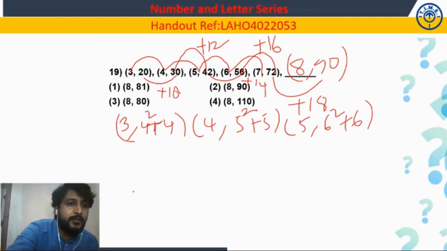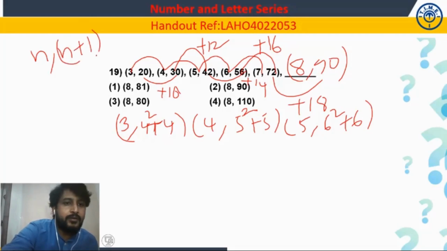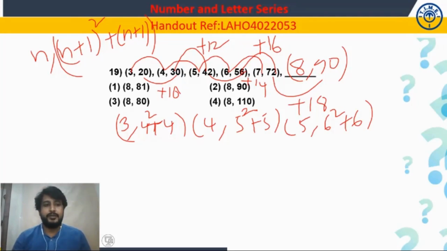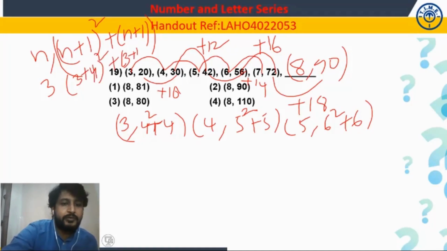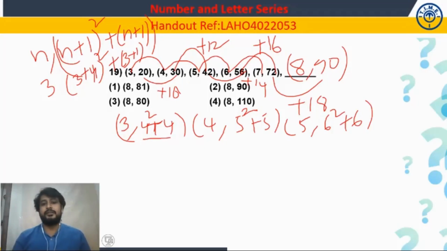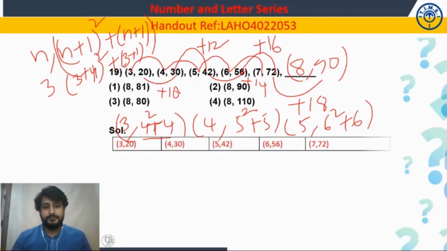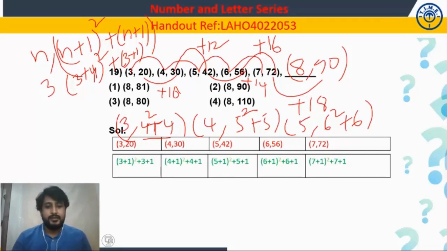Or the given series is in the form of n, n plus 1 whole square plus n plus 1. You may say this pattern: n plus 1 whole square plus n plus 1, where n is starting from 3. 3 plus 1, that is 4 square plus 3 plus 1, 4. 4 square plus 4. The given series is 3, 20, 4, 30, 5, 42, 6, 56, 7, 72. Nothing but you may write down the pattern.